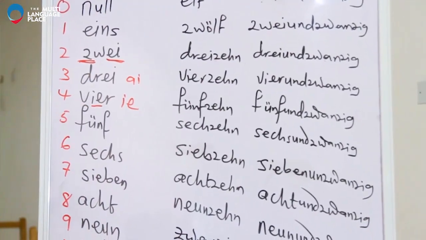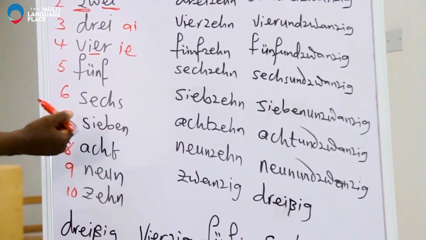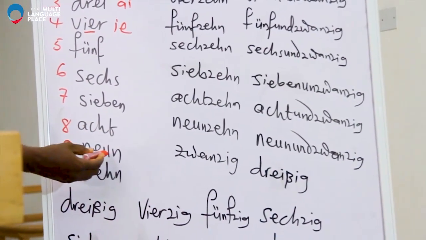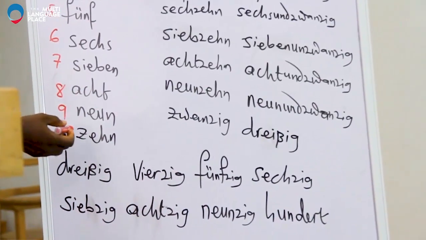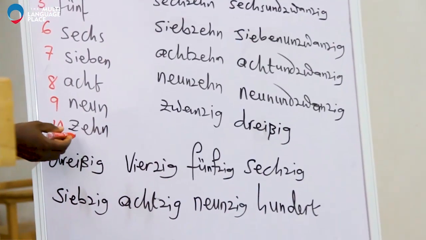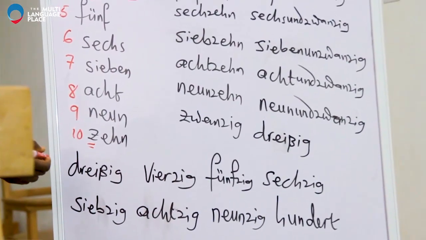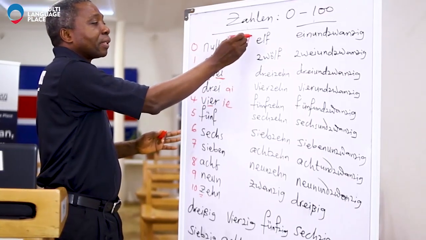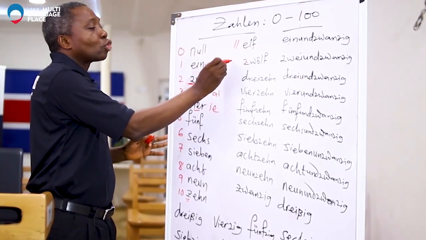And then 5, 6, 7, 8, 9. You pronounce it as I pronounce so that you master the pronunciation. 10. Remember, this is the Z again, T and S. 10. And then we go to the next one. 11. The Z again.